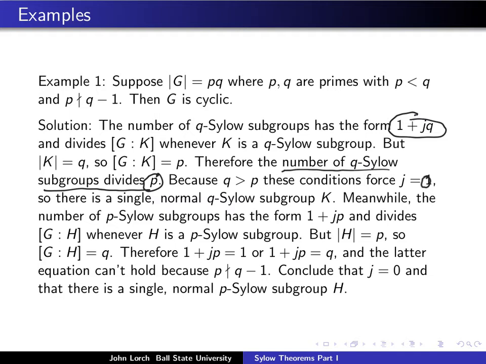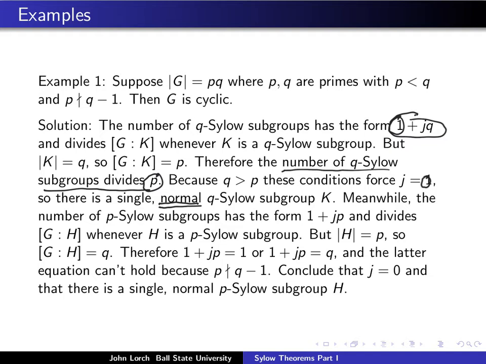So there is a single Q Sylow subgroup K of this group G. Now, the second Sylow theorem tells us that whenever there's a single Q Sylow subgroup, then that thing must be normal. So we know that this single Q Sylow subgroup K must be normal in G.